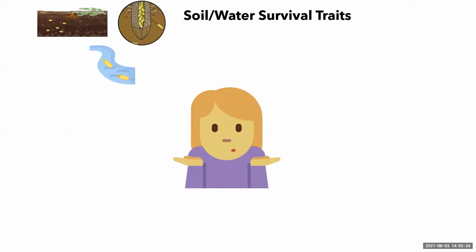I didn't really touch on soil and water survival traits because we don't actually know much about those. But that's actually a research goal of my lab, to try to understand some of the ways that Ralstonia survives in the environment and also interacts with the microbiome when it's outside.